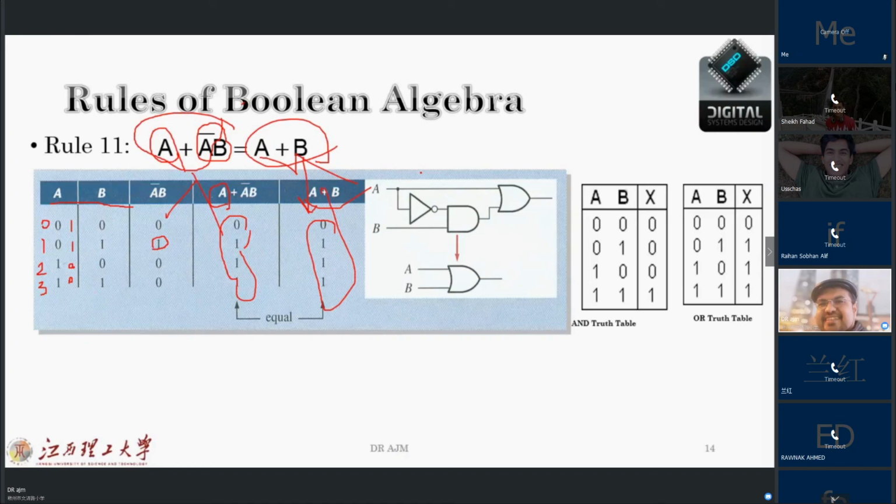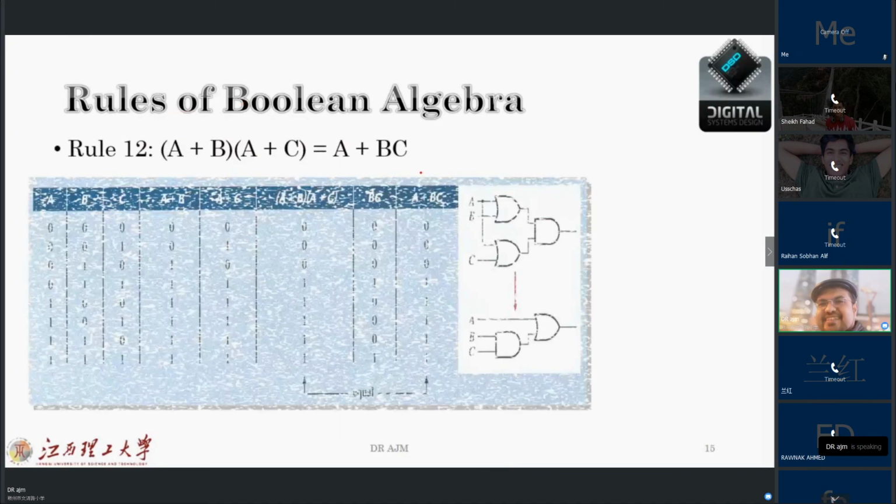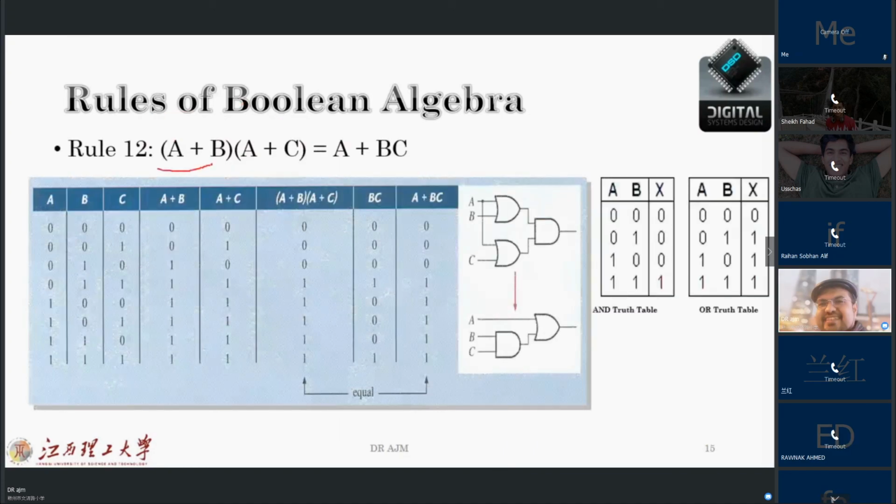Okay, continue. Rule number 12. Now you calculate A plus B and A plus C. We expected that it becomes A plus B plus C. As we have three inputs here, A, B, and C, we can have values between 0 to 7. We will see 0, 1, 2, 3, 4, 5, 6, and finally number 7.